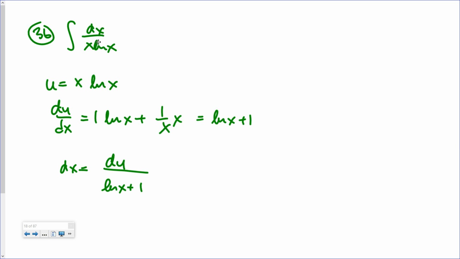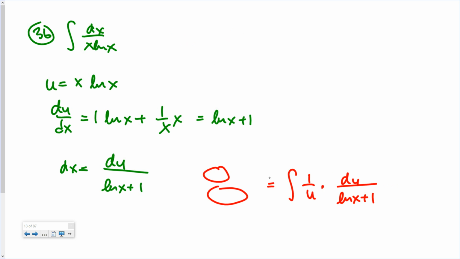I substitute two things. I substitute my u and I substitute my dx. So this is going to be 1 over u times, and dx is du over ln of x plus 1. And the question is, do all of my x's cancel out? No, they don't. So that means I need to go back to the drawing board, manipulate this somehow so that it'll cancel out. Or maybe I picked the wrong u. What else could I pick for u here?